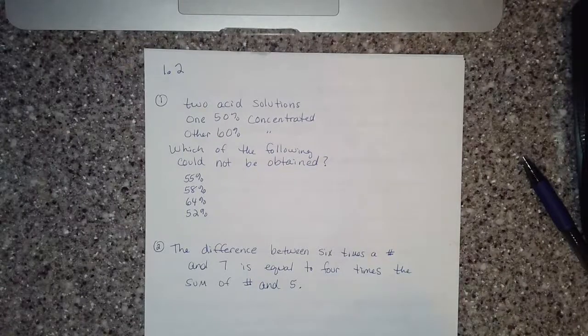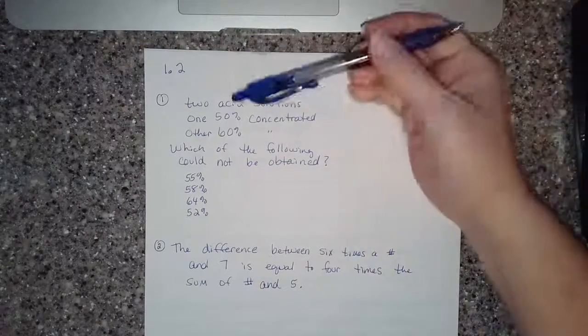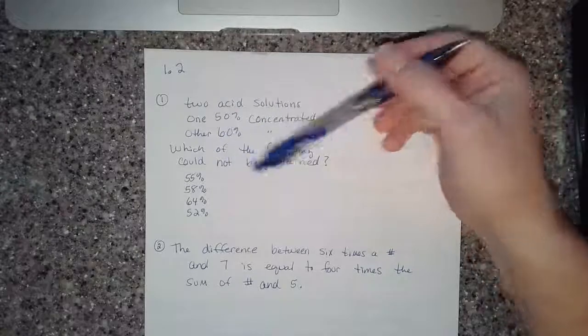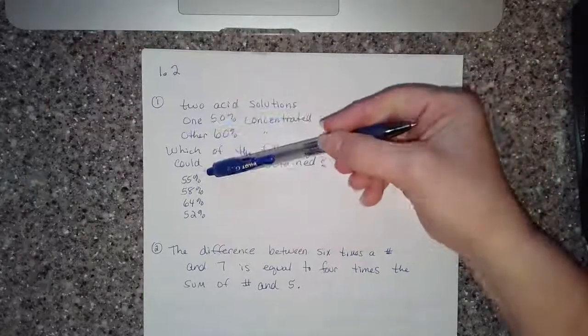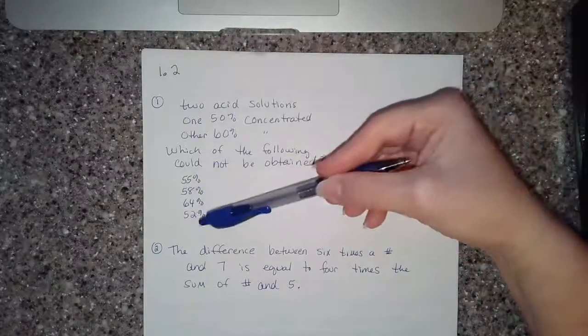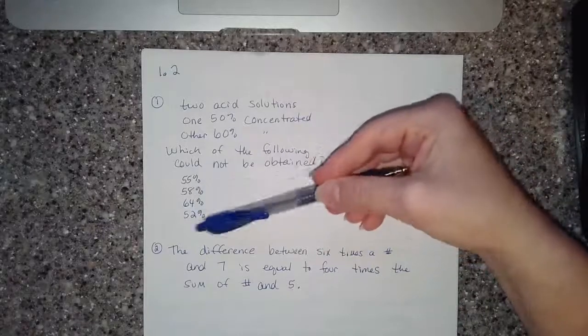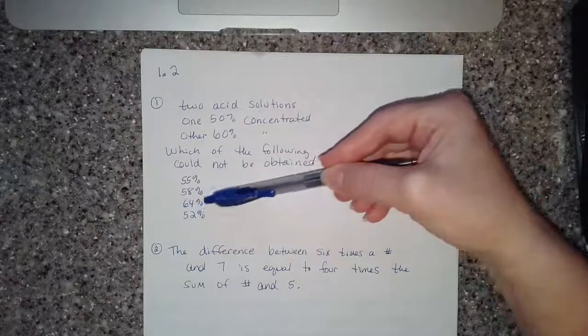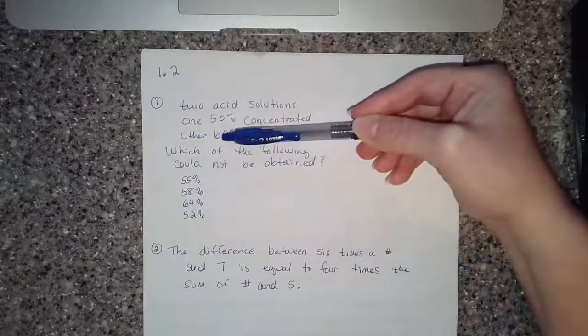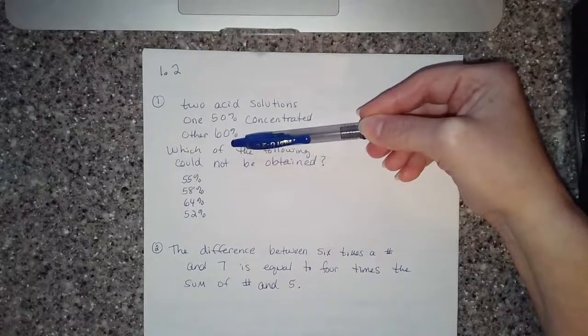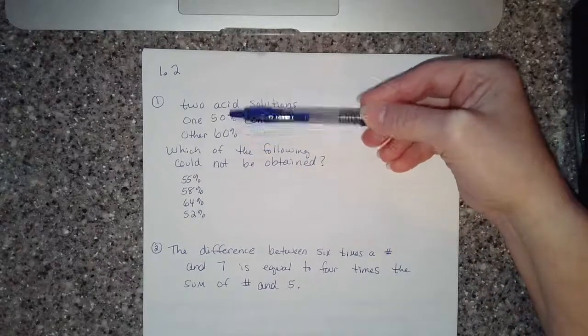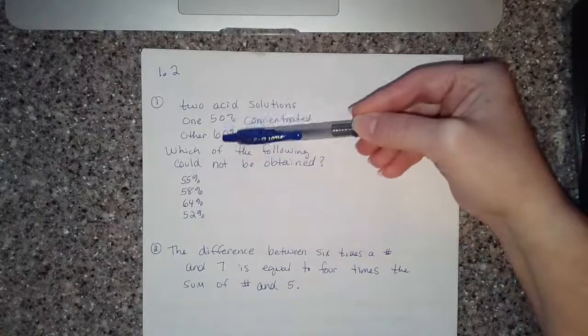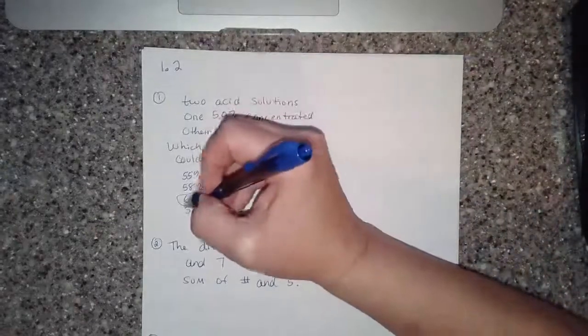So the first question is, which of the following could not be obtained? So we could get 55, 58, and 52. All of those are somewhere between 50 and 60, but 64 could not happen. You can't mix a 60% concentrated something with 50% and get up to 64. It'll just be between those two. So 64 could not be obtained.